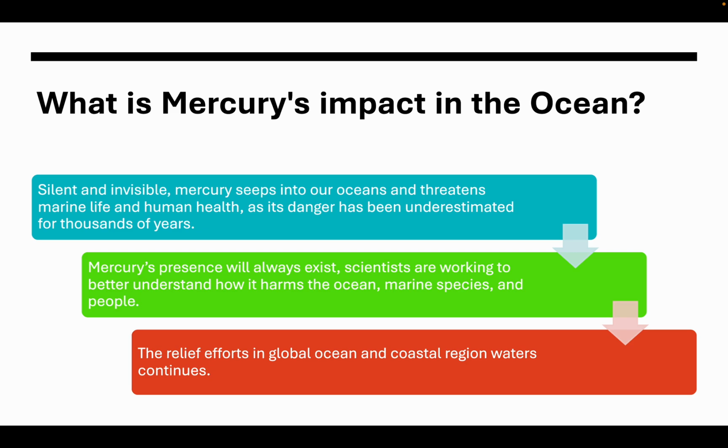Mercury seeps into oceans and threatens human life and marine life, and its danger has been underestimated for thousands of years. Mercury's presence will always exist, and scientists are working to better understand how it harms the ocean, marine species, and people. Current relief efforts that I will be discussing are in global ocean and coastal region waters.